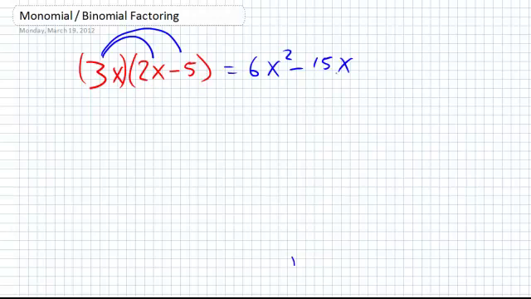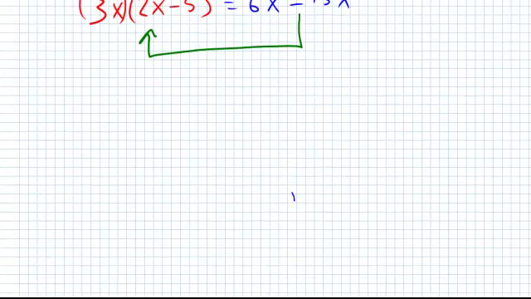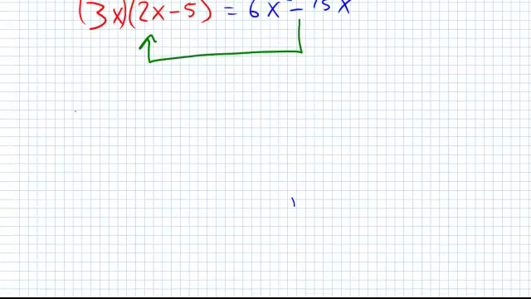What I want to teach you guys today is how to undo that. So how do I go from 6x squared minus 15x and get to a point where I have 3x times 2x minus 5? Let's learn how to do that. I'm going to start with 6x squared minus 15x. I'm going to look for factors of each term. My terms are 6x squared and negative 15x.